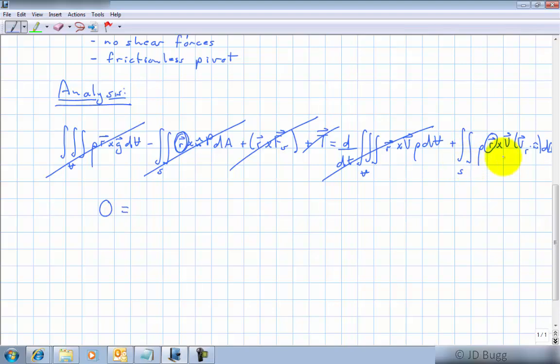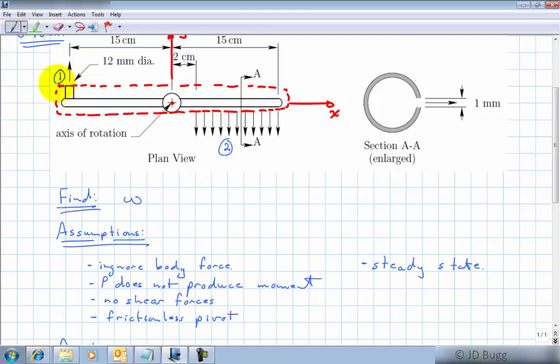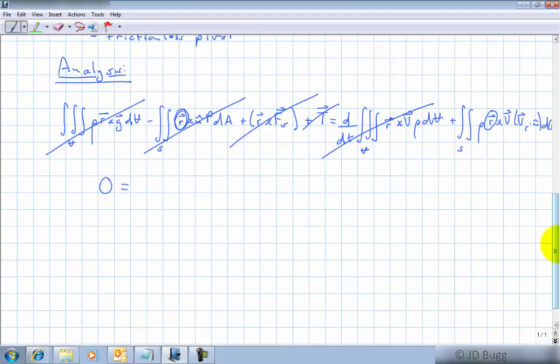So what we have left of this, 0 on the left-hand side. On the right-hand side, we split this up into two parts because we have two exits. The first one is a uniform exit. So we're going to assume uniform flow at 1 here. Whatever the velocity is coming out of there, it's the same all the way across that 12mm nozzle. So this becomes m dot 1 times R1 cross V1. So that's our first exit.